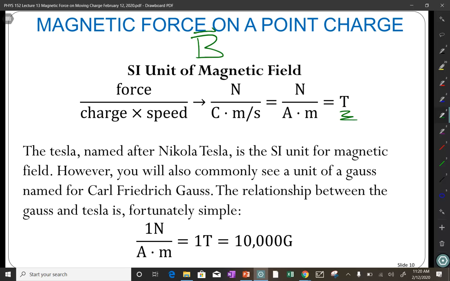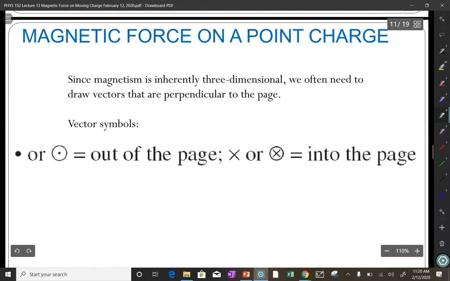Why do we use the Gauss? Well, the Earth's magnetic field is about 0.5 Gauss. It's a convenient unit for typical sizes of magnetic fields, whereas a magnetic field of 1 Tesla is really large. Just like a charge of 1 Coulomb is really large. And so we often count charges in electron charges because those are more typical. Well, in chemistry they are.